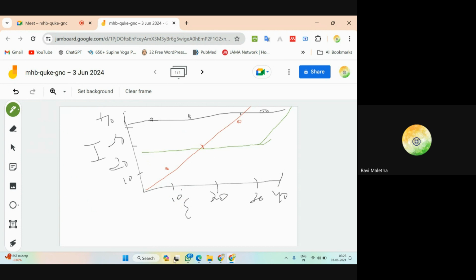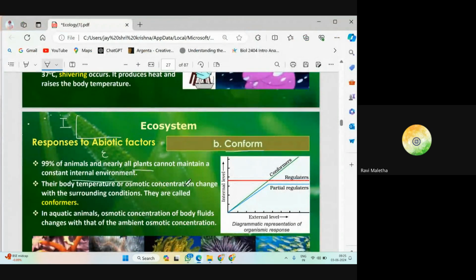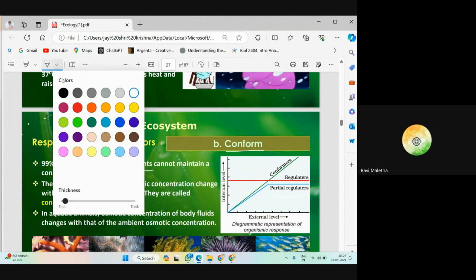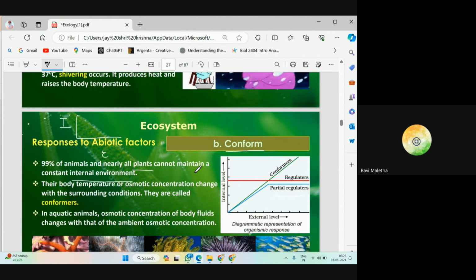So these are three types of responses: conformers, regulators, and partial regulators. So you understood these things, regulators and conformers? Yes, sir.